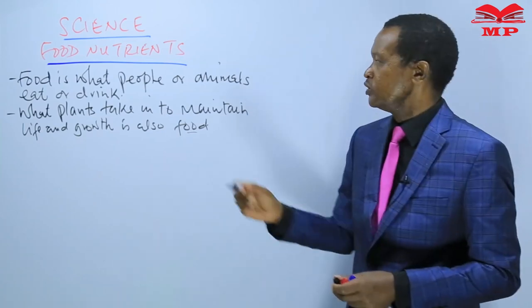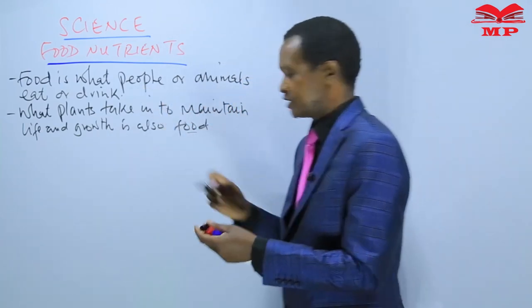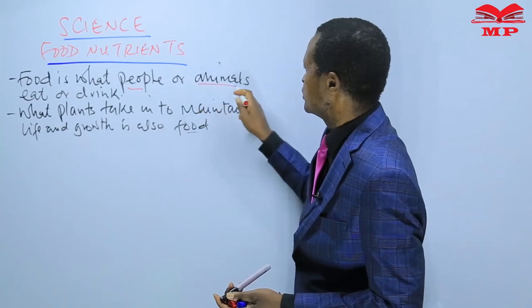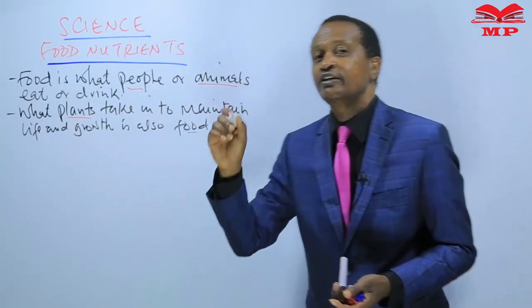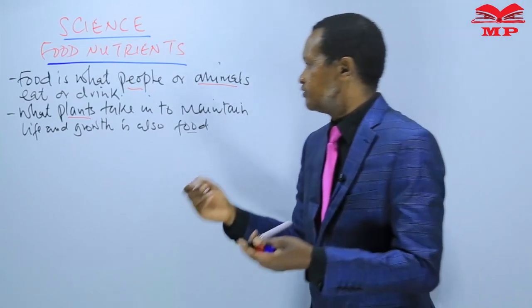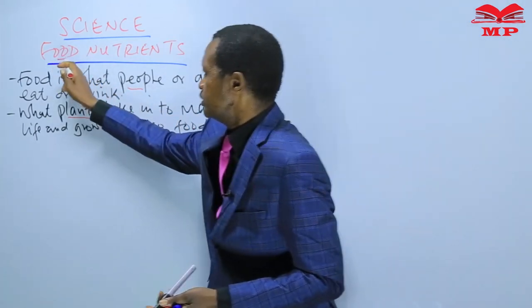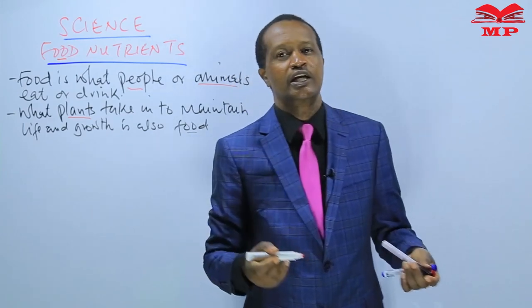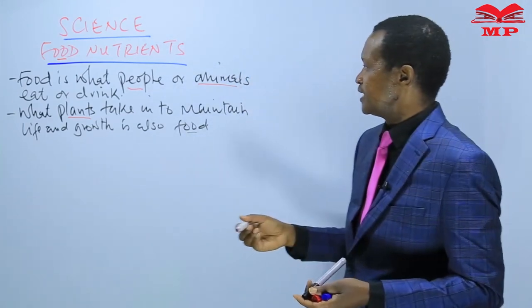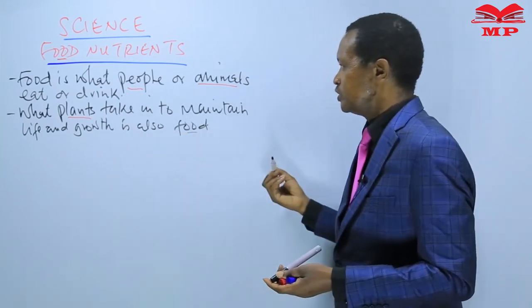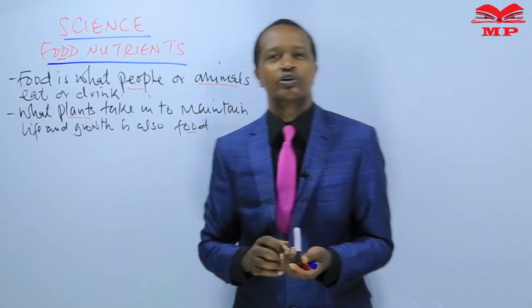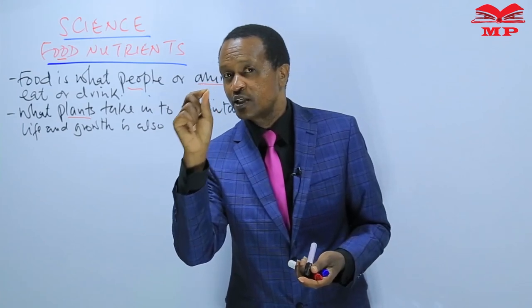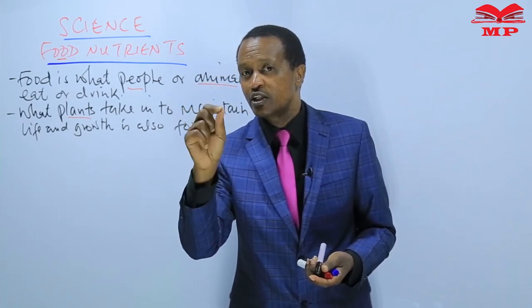So food is important to people, animals, and plants. These are living things. For them to live and grow, they need food. Animals and people eat and drink food, but plants take in food to maintain their life and also growth. Is that clear, learners? Food is very important. Without food, plants cannot survive. Without food, people and animals cannot live.